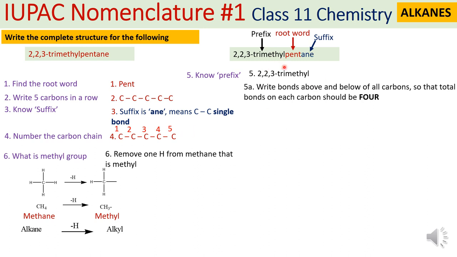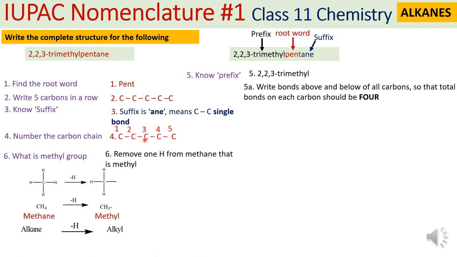Now what you have to do is accommodate this. To accommodate that, write bonds above and below all the carbons in the basic skeleton of pentane, so that the total number of bonds on each carbon is 4. On the first carbon, one bond is there, so the remaining is 4 minus 1, which is 3: 1, 2, 3 to be shown here. The next carbon has one bond and another bond, so two bonds are associated with it, but there has to be 4. 4 minus 2 is 2, one on the top and the other on the bottom.